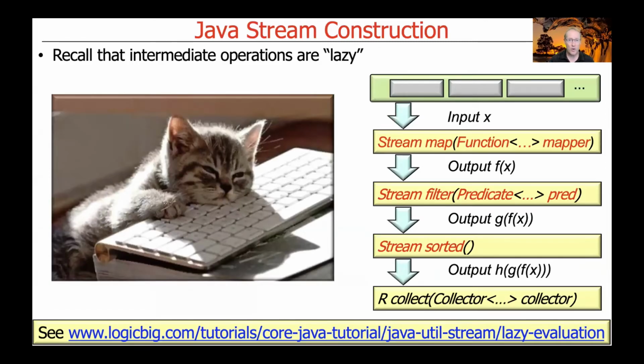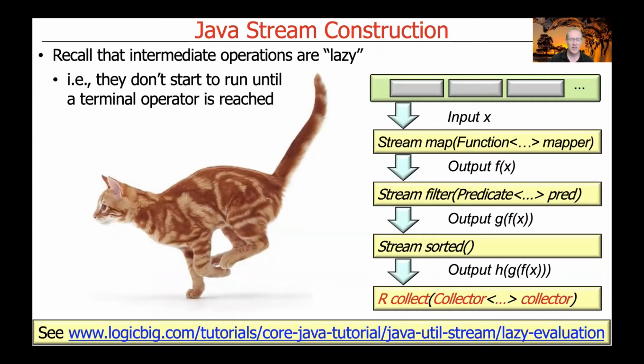So recall we've talked before about the fact that intermediate operations in a stream are lazy. And what that means is they don't actually do anything until a terminal operation is reached. But what does that really mean? How does that work? And what are the implications of this particular lazy action?